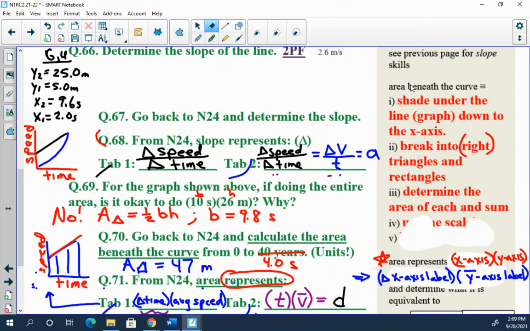Determine the area of each segment and sum, just like we did, the rectangle and the triangle. Use the scale, no counting boxes. And finally, include your units.